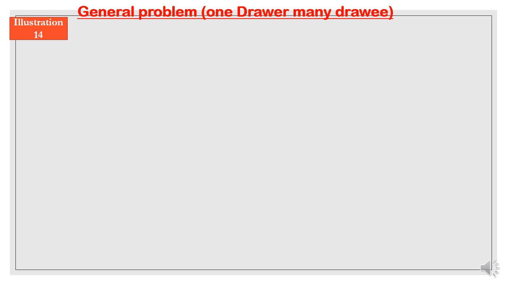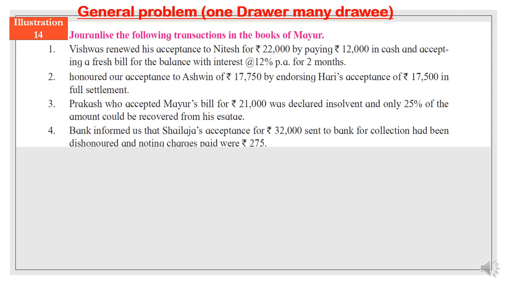So let's pick up the problem from your textbook, which is illustration 14, and see what is written in this question. Journalize the following transactions in the books of Mayur. Okay, so it's fixed, students, that Mayur is the drawer. Now what we will do, we will read all the transactions one by one, and we will try to figure out the relations and entries also.